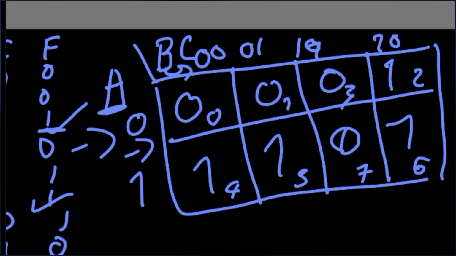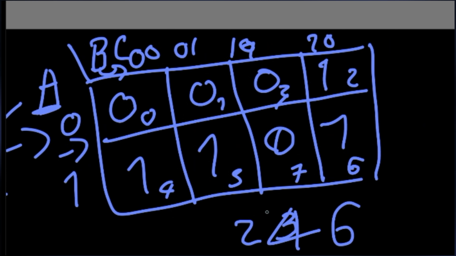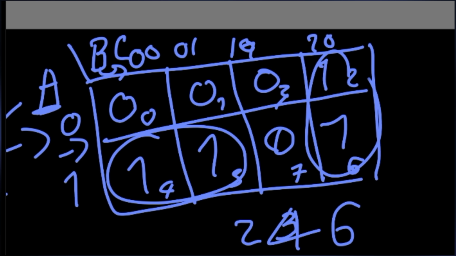Now let's group them. As a rule, we must group them in groups of 2, 4 or 8. First of all, let's see if there is a group of 4 in here. No. Then is there a group of 8 in here? No. Then we look at the lowest term, that is a group of 2. Let's group it. So 1 and 1, and 1 and 1.